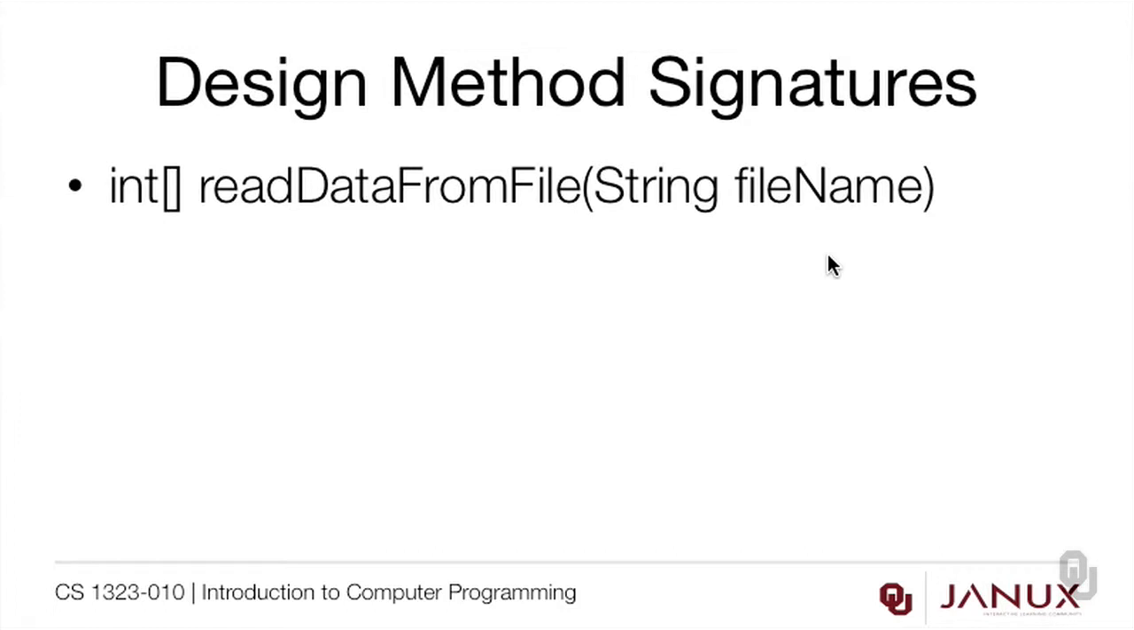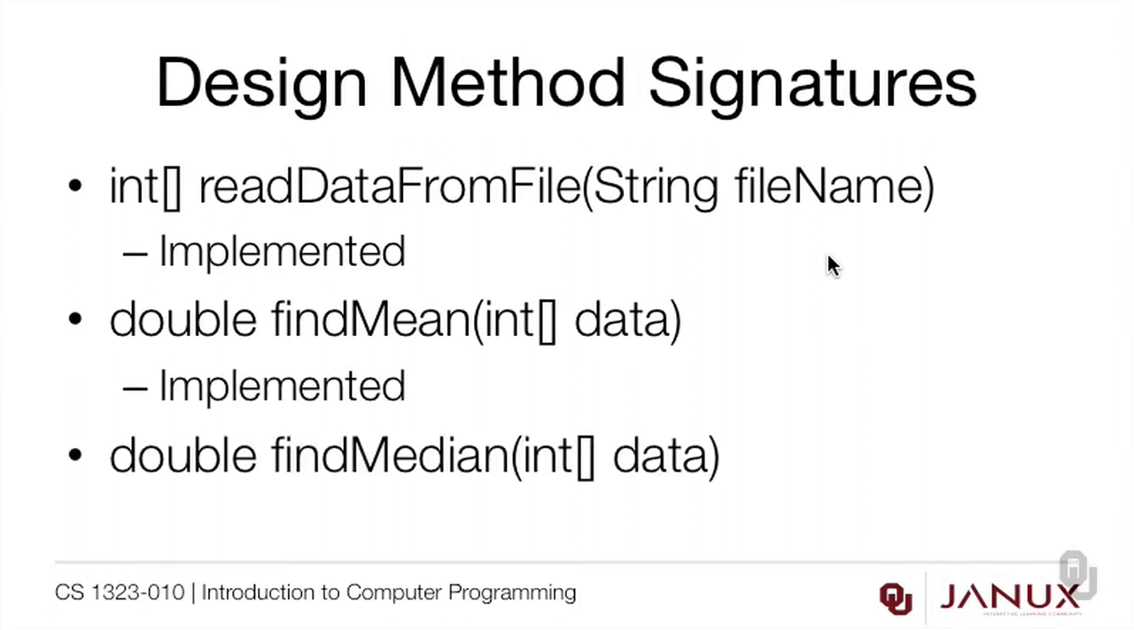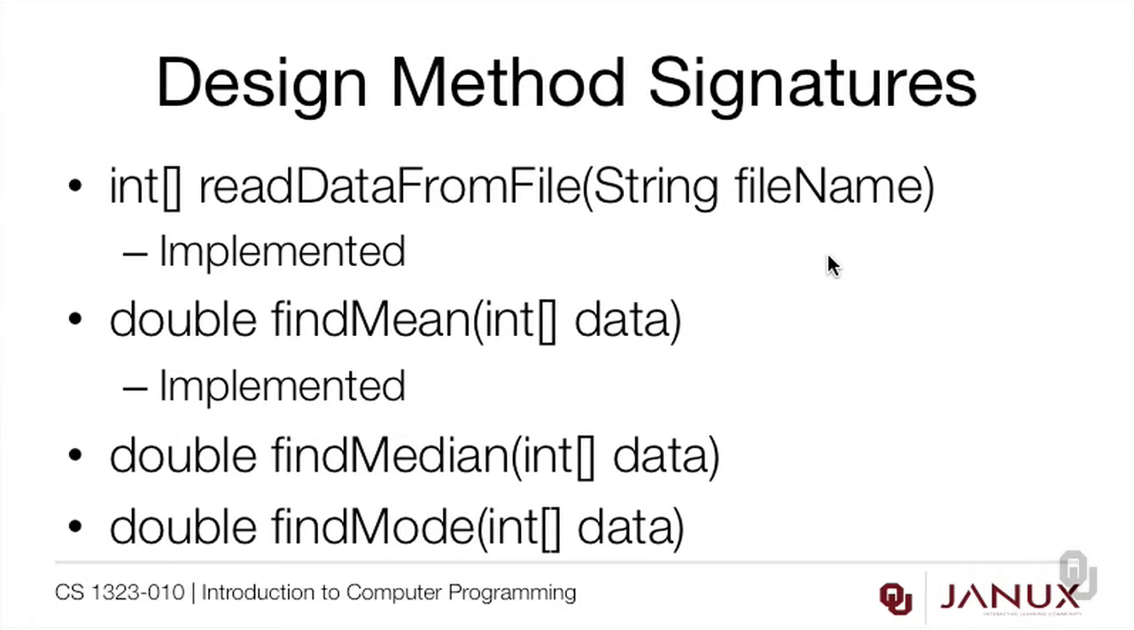So let's talk about the design of the method signatures. When we're reading the data from the file, we need to have the file name as an input, and we'll get our array of data back as a return value. Now that method I've already implemented for you, as you saw. FindMean takes an integer array of data, the array that was read in by read data from file, and it returns a double that represents the mean. That method I also implemented for you. Now FindMedian and FindMode are also similar in that they take the array of data and return a double. Notice that I've kept the names of the methods and everything completely parallel. Everything's in the same order. By doing that, it makes it much easier to use the code.